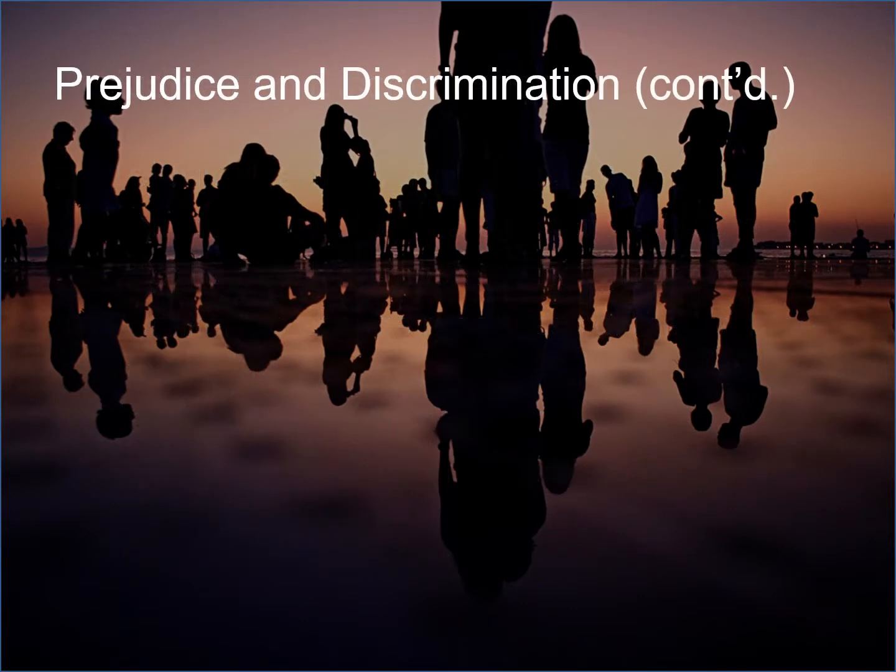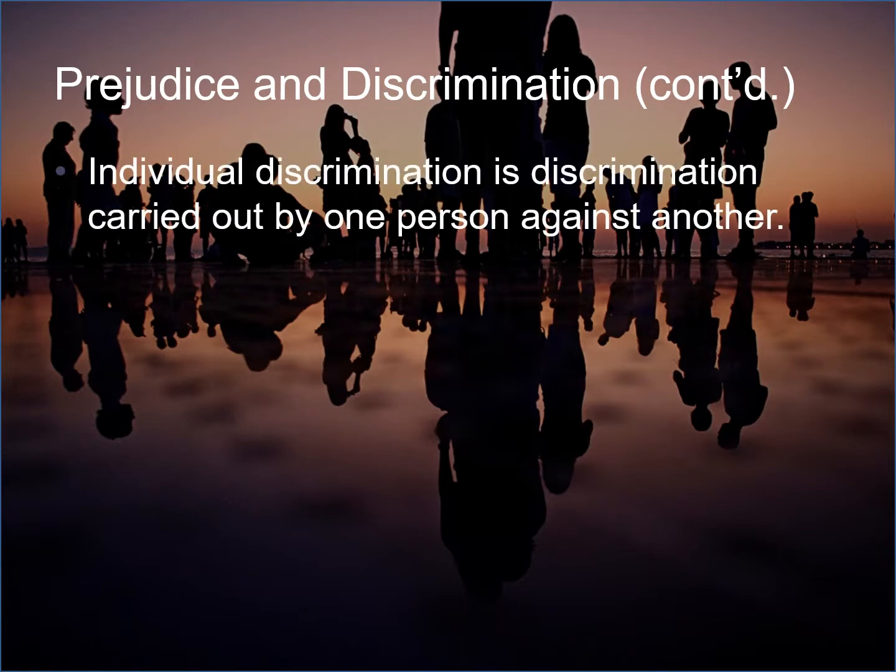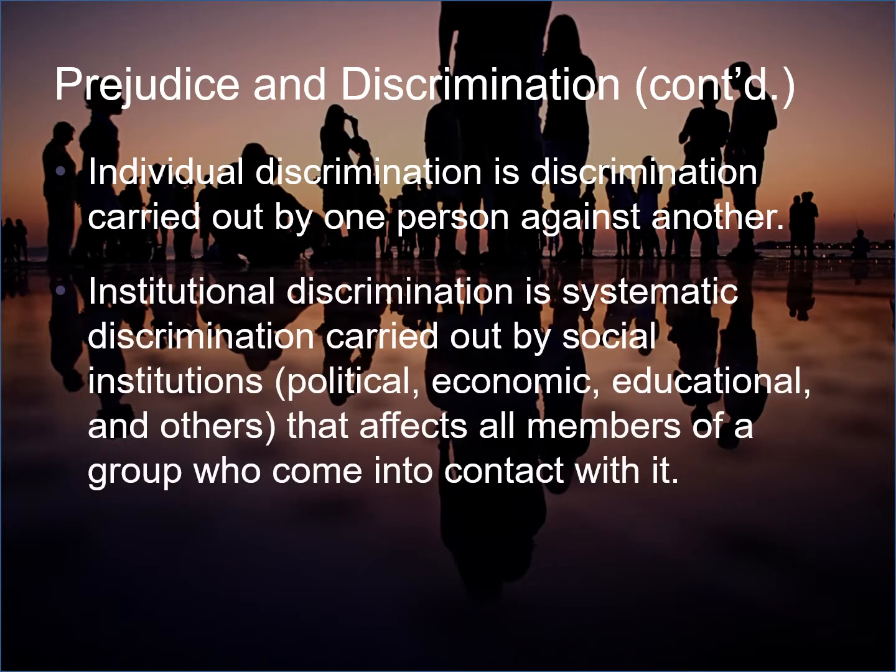We continue with our discussion of prejudice and discrimination. Individual discrimination is discrimination carried out by one person against another. Institutional discrimination is the systemic discrimination carried out by social institutions, be they political, economic, educational, and others, that affects all members of a group who come into contact with it. While any kind of discrimination is problematic, institutional discrimination is bigger than individual discrimination and is more difficult to address.